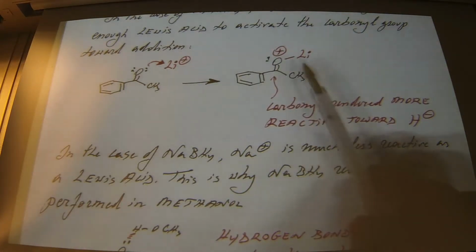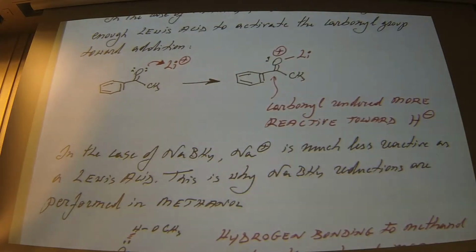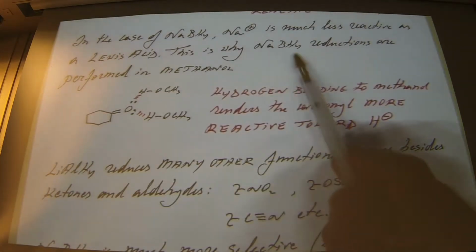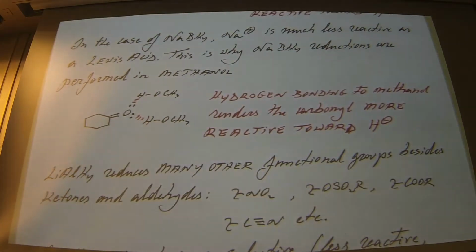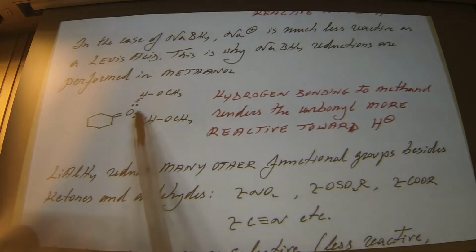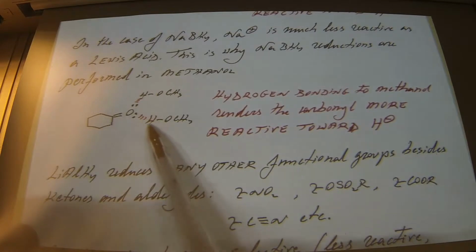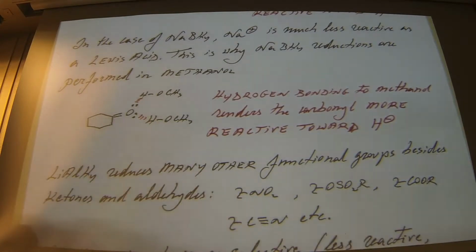Sodium is not nearly as good a Lewis acid as lithium plus, so sodium borohydride actually will not reduce carbonyls unless there's water or methanol present, or ethanol. And so if you take a carbonyl compound, you throw it into THF or ether and sodium borohydride, not much happens. And the reason is that you need this activation of the carbonyl by hydrogen bonding to the solvent before you'll get nucleophilic addition to the carbonyl.